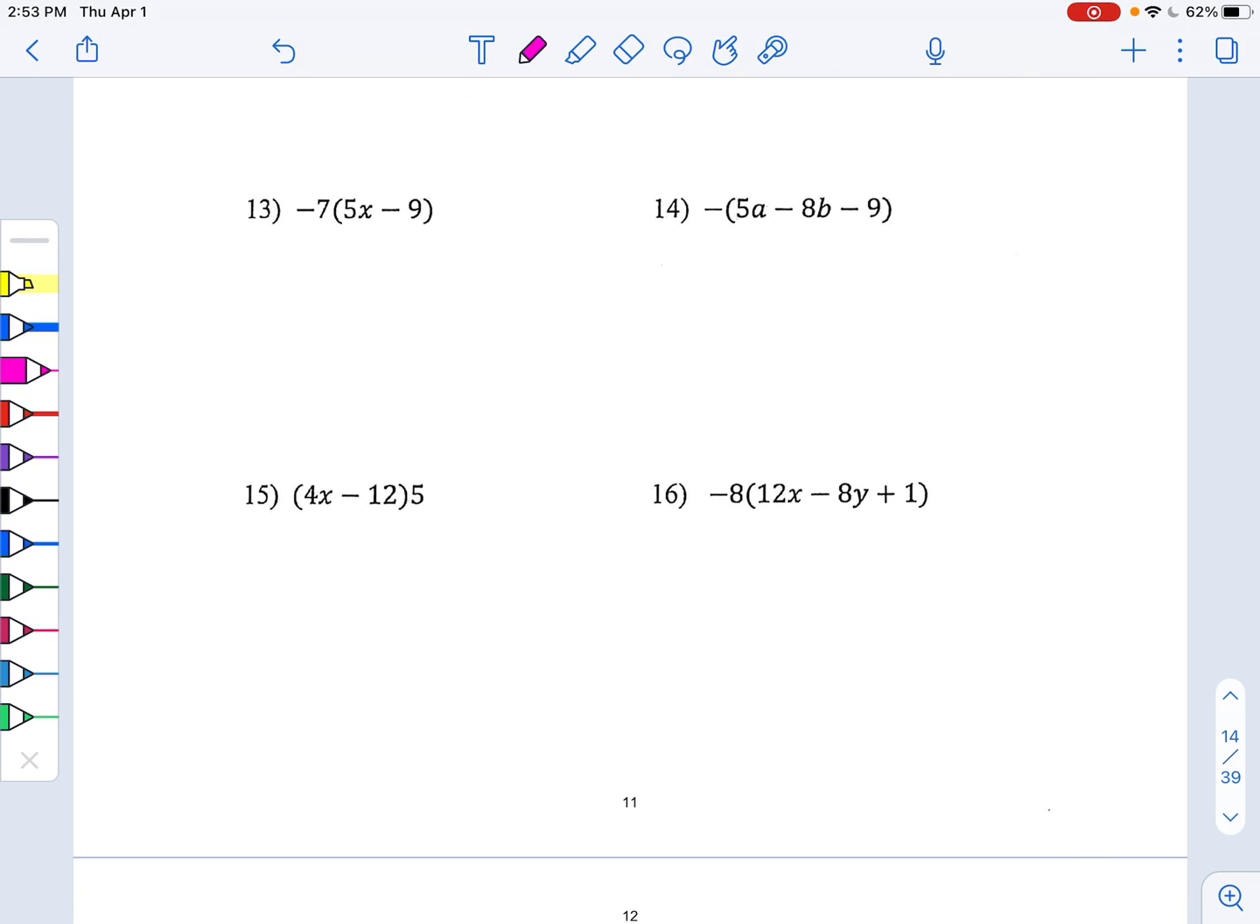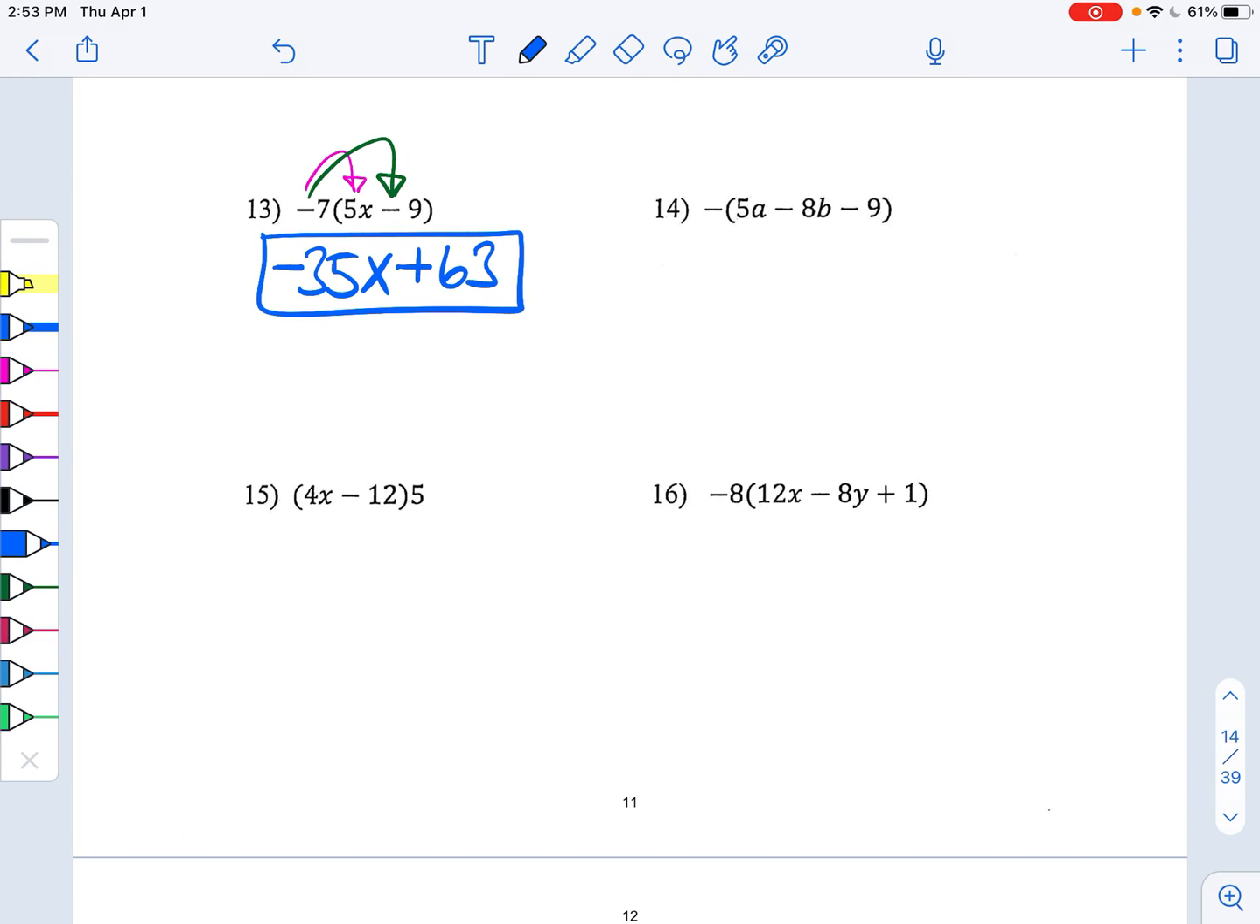All right, number 13. How are you guys doing with this? Do you find it easy? I hope so. So negative 7 times positive 5x is a negative 35x. And a negative 7 times a negative 9 is a positive 63.